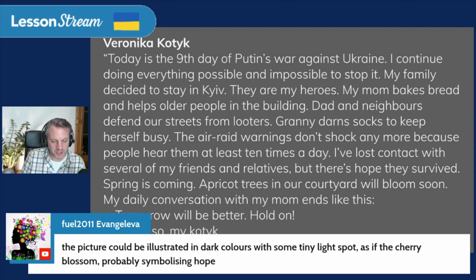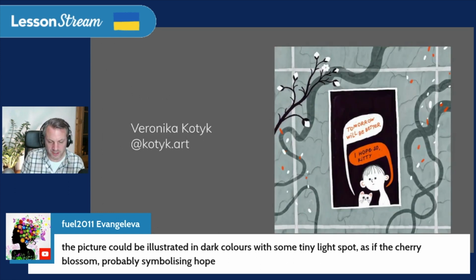So let me introduce you to Veronica and her image. This is her. Tomorrow will be better. I hope so, Kitty. And there you can see there's some roots and some blooming apricot trees. And I wonder what you think about, and this is a very key question for your students: now you've heard the story or read the story, now you've seen the image, what comes to mind?